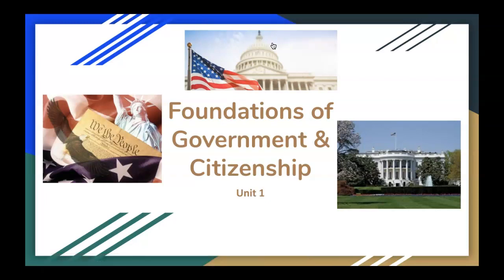In this presentation, we're going to be giving you your lecture notes for everything that you need to know about the foundations of government and citizenship. Let's recall that the first few lessons were about citizenship, rights and responsibilities, generations of citizenship, looking at immigration and naturalization and citizenship, and now we're going to look at some of the things that actually make citizenship and government run and function.